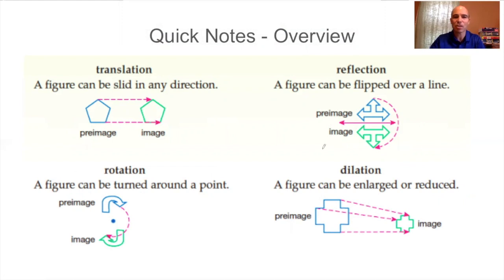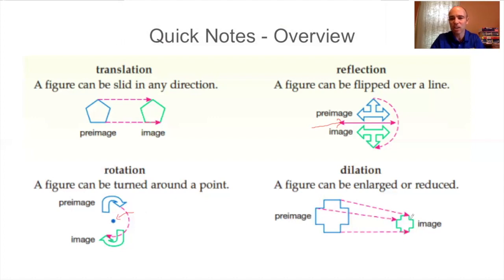A couple of things just to be aware of. If you're reflecting anything, you have to have that mirror, or that reflecting line. It's always going to be reflected over something. You can't just say you're reflecting something unless you have a line that it is being reflected over. The same thing is true for rotation. You can't just say you're rotating something unless you have that pivot point, the point around which it is being rotated. Now that point could be on the original figure, or it might not be. So that's something to be aware of.